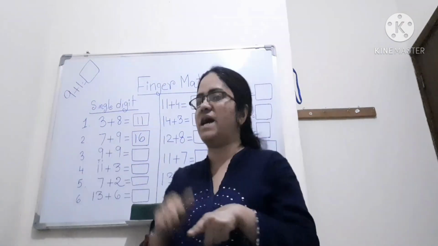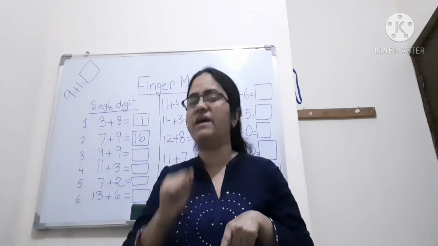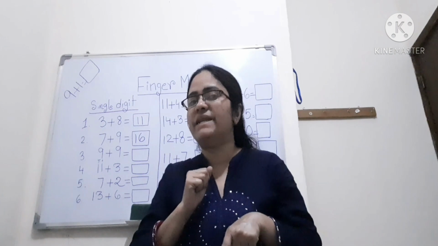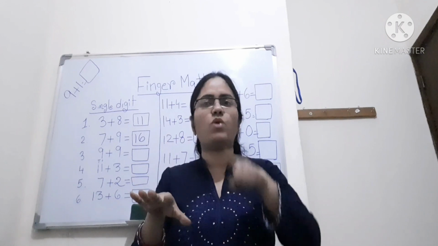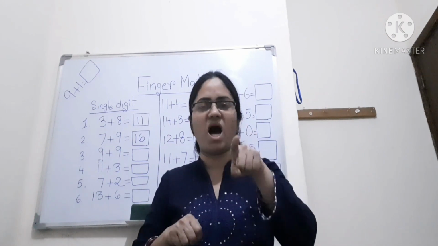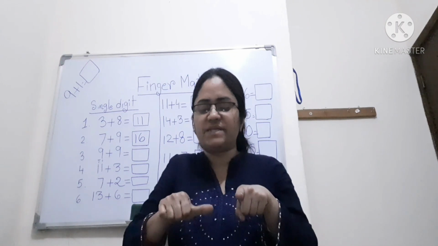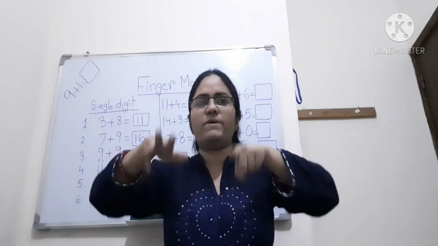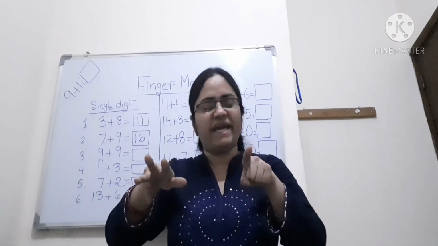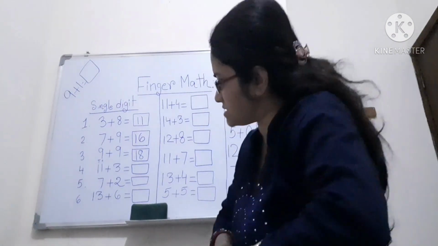Again, 9 plus 9. I know if I raise all my fingers of my right hand, this is representing number 9. So this is 9 plus 9. I don't have any fingers here, so I can use my left fingers. So this is 1, 2, 3, 4, 5, 6, 7, 8, 9. If I open like this, how much is this? 18. So 9 plus 9 is equal to 18.